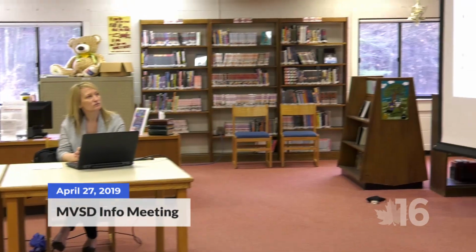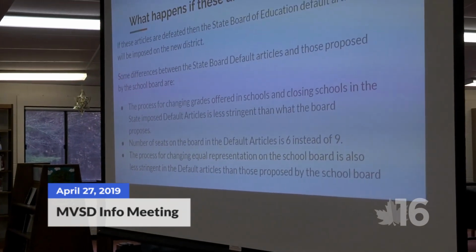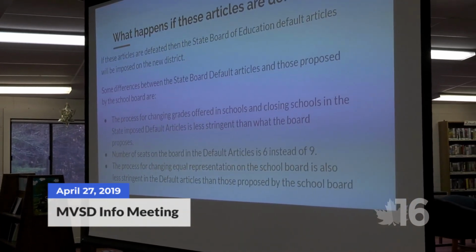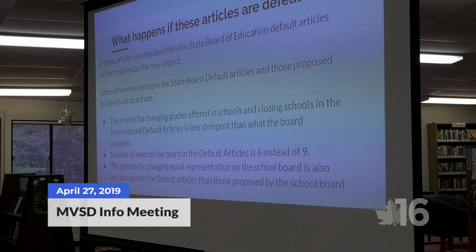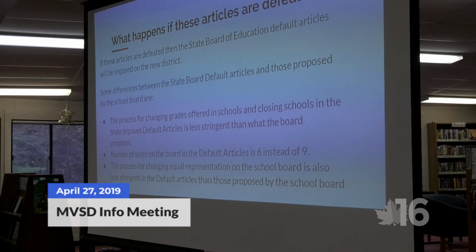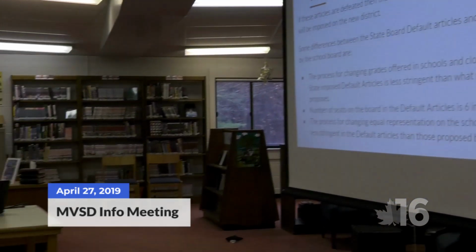This is a new one. This one describes what I said at the beginning: what happens if these articles are defeated? Some of the major differences: the process for changing grades offered in schools and closing schools in the state-imposed default articles is less stringent than what the board proposes. Another big one is the number of seats on the board goes from 6 to 9. And the process for changing equal representation on the school board is also less stringent in the default articles than proposed by the school board.